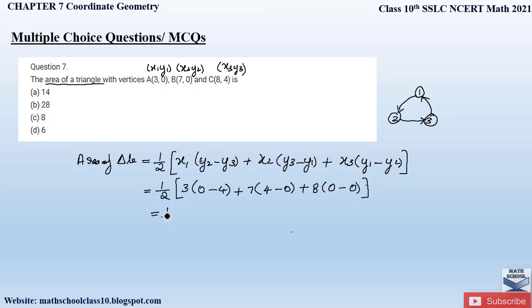So this will be half into 0 minus 4 is minus 4. So 3 times minus 4 is minus 12 plus 4 minus 0 is 4. 4 sevens are 28. Here 0 minus 0 is 0. So anything into 0 will be 0 again. So this will be half into minus 12 plus 28. If you add, you get 16. So cancelling, 1 times 8 is 8. So our correct answer is 8 units. Okay, so our correct option is option C.